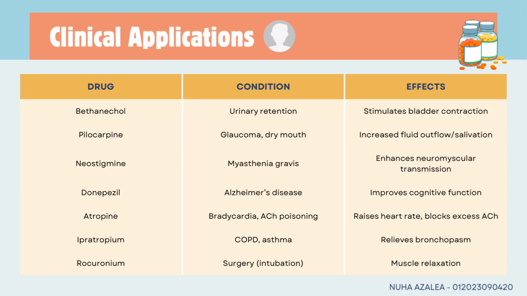And number 6, we have ipratropium, which is used for COPD and asthma because it relieves the bronchospasm and helps the patient to breathe more easily. And lastly is rocuronium, which is used in surgery for muscle relaxation, particularly during intubations. So these drugs have diverse applications and play a critical role in treating various conditions.